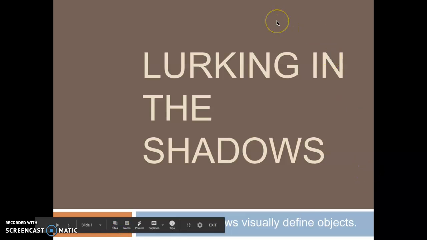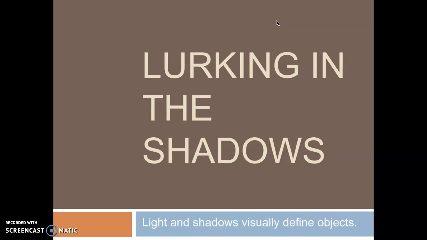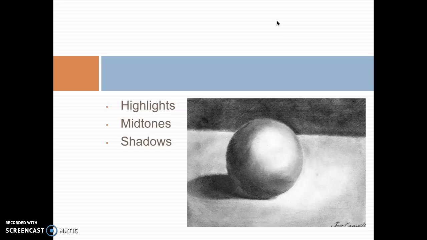Hello, Cohort B. Today we're going to go through a presentation together before you do some work independently. This presentation is how light and shadows visually define objects in our first unit called Lurking in the Shadows. So some of this will be review from Art Foundations, but let's take a look.